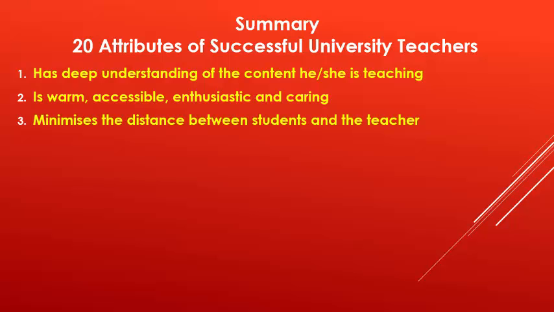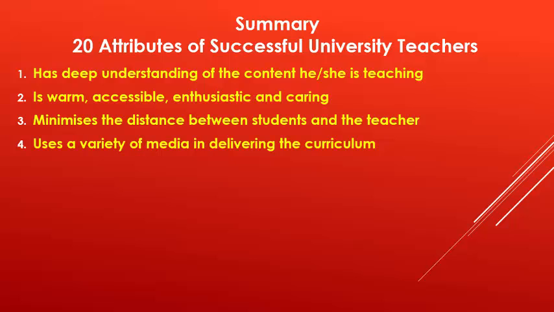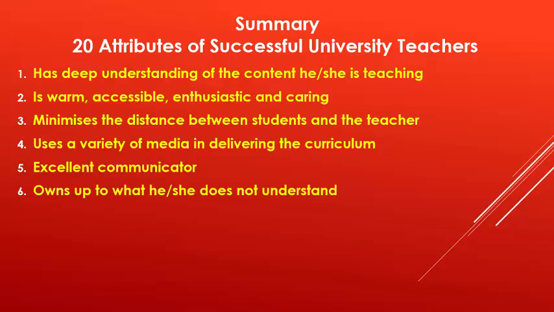Number 3 is that the successful university teacher tries to minimize the distance between students and the teacher. The students from Rwanda and Fred Awa underscored this attribute. Number 4, uses a variety of media in delivering the curriculum. Ore brought this up very strongly, and it's a good attribute in order to reach out to the different learning modes of students. Number 5, an excellent communicator. This came out in all of the respondents. Number 6, owns up to what he or she does not understand, is candid enough, is honest enough so to do. Ore brought this up strongly.